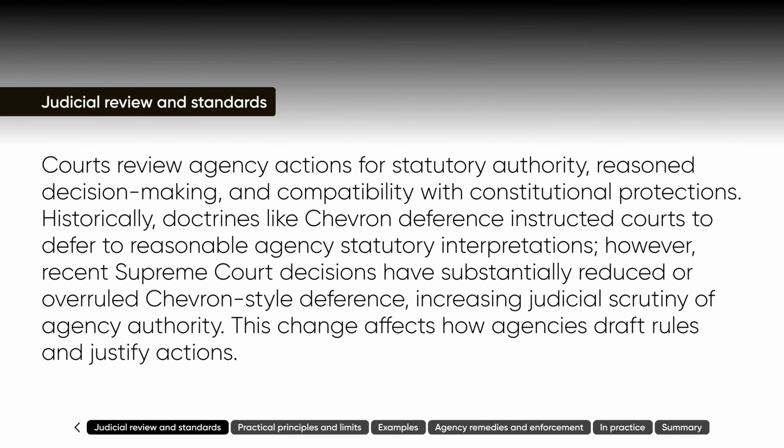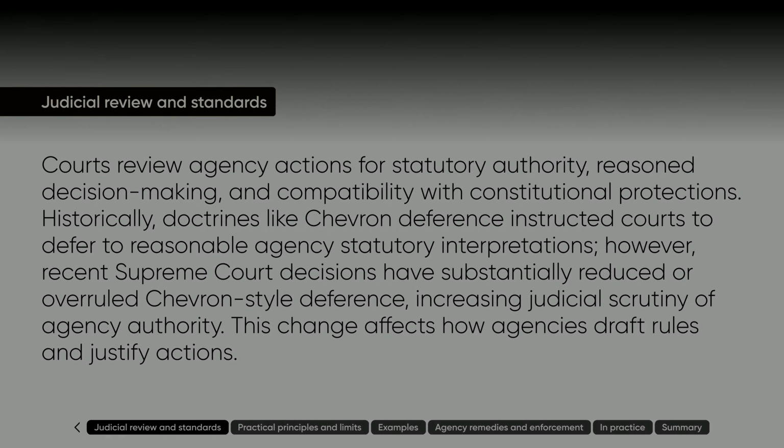Judicial review and standards. Courts review agency actions for statutory authority, reasoned decision-making, and compatibility with constitutional protections. Historically, doctrines like Chevron deference instructed courts to defer to reasonable agency statutory interpretations. However, recent Supreme Court decisions have substantially reduced or overruled Chevron-style deference, increasing judicial scrutiny of agency authority. This change affects how agencies draft rules and justify actions.